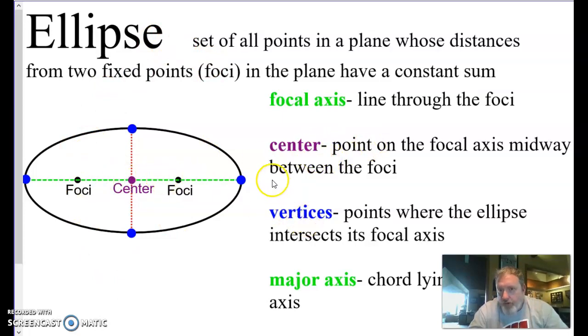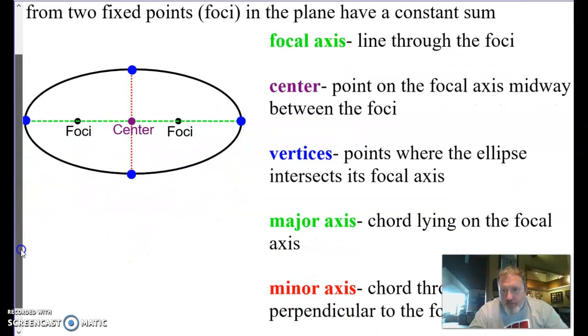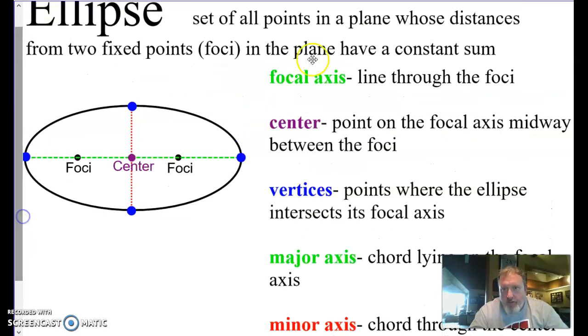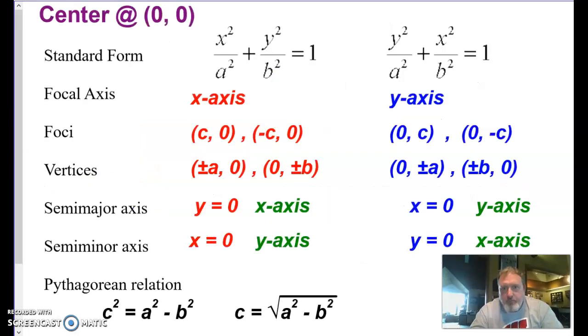There are four vertices. You have two on the focal axis, otherwise known as the major axes, and then you have two on the minor axes, and that's the chord through the center perpendicular to the focal axis. So the focal axis is the same as the major axis, and then the minor axis is obviously the other one that's perpendicular to that. So four vertices as part of an ellipse.